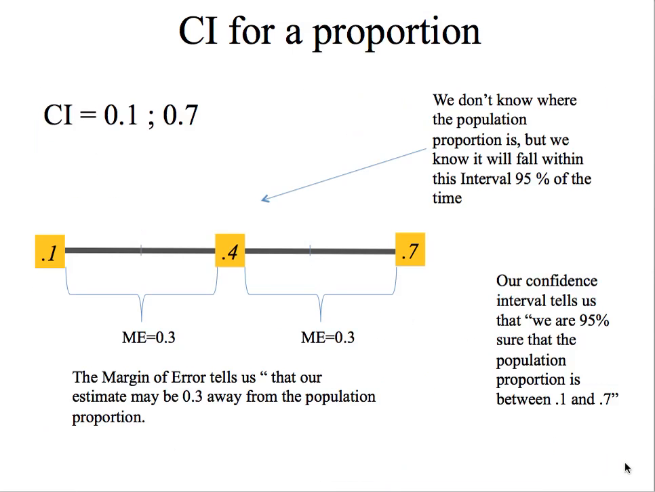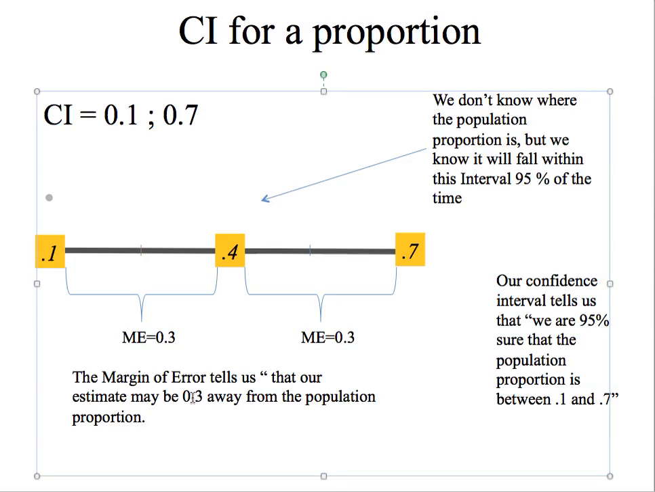Okay? Now, let's look at this graphically. We have the sample proportion here, and we calculated the margin of error, that's 0.3. So we add that 0.3 to the 0.4, that gives us 0.7. We subtract the 0.3 from 0.4, and that gives us 0.1. Again, the margin of error tells you that your estimate may be 0.3 away from the population proportion.